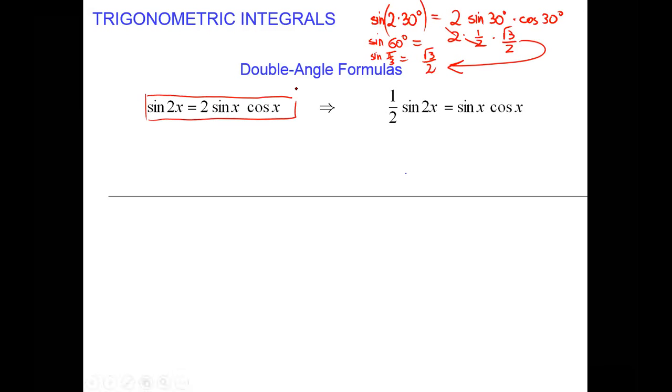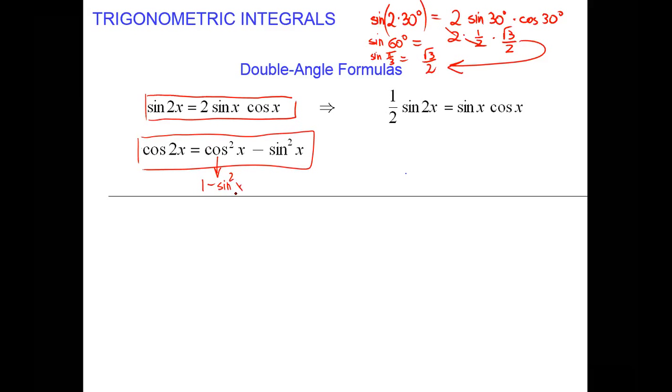Sine of 2x. Another one is cosine of 2x. Cosine of 2x looks a little bit more complicated because it's defined as cosine square of x minus sine square of x. And because we can see the squares, we can try to rewrite this formula in terms of cosine only or in terms of sine only. Let's try. Cosine square of x is 1 minus sine square of x. If I subtract another sine square of x, this is equivalent to 1 minus 2 sine square of x.